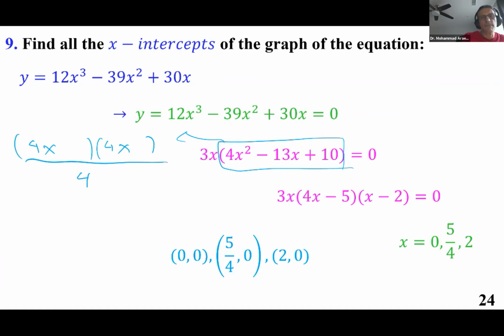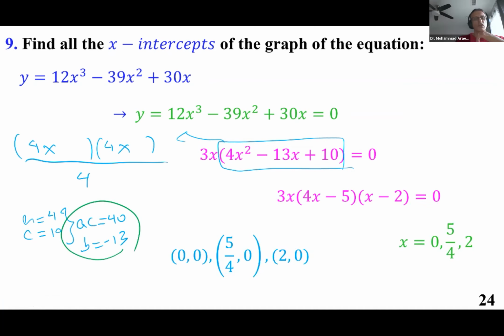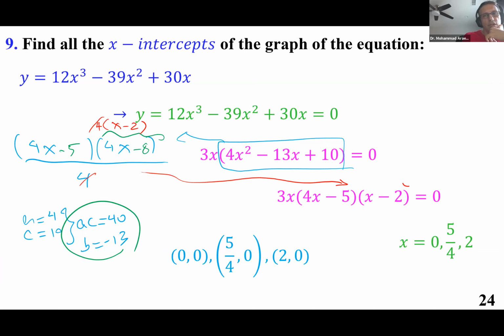And a is 4. C is 10. AC is 40. And b is -13. So you want two numbers, the product is AC and the sum is b. So -5, -8, and I hope you realize in this case, we can take the 4 out, we get x minus 2, this 4 cancels out this 4, and it gives us this. So I'm showing you the method that works.